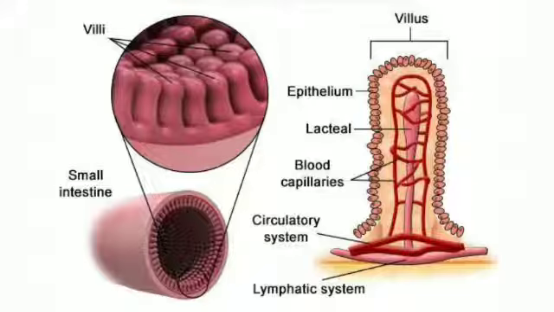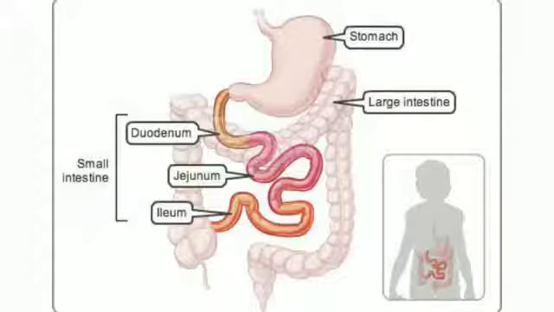This finger-like projection, known as villi, helps in absorbing the nutrients from the digested food. The digested food enters the small intestine, the nutrients are absorbed and passed into the blood. There the nutrients will later on be transported throughout the body. The small intestine is divided into three parts, that are duodenum, jejunum, and last, ileum.